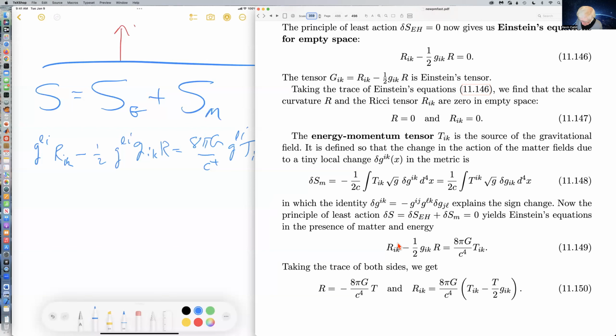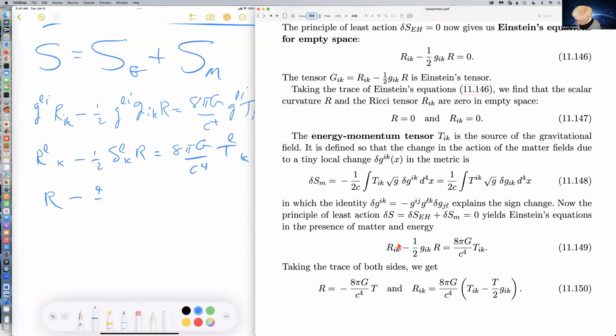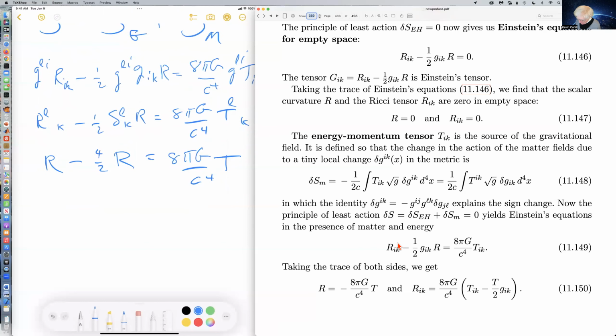Well, it is T^l_K. Now, if we set l equal to K and sum, then what we get is R. And then here, what we get is minus 4 over 2 R equals 8 pi G over c to the fourth, the trace there. And so this is R minus 2R, so it's minus R. So R is equal to minus 8 pi G over c to the fourth T. And that's this expression here.